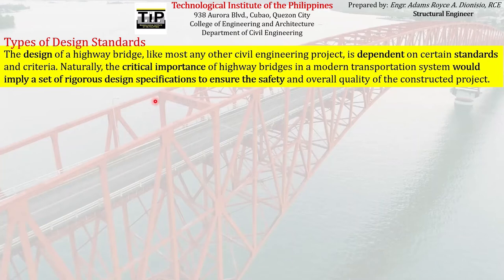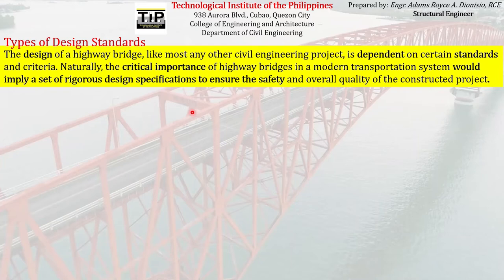Usually, the more important a highway project is, the more rigorous the design specification needed to ensure the safety and overall quality of that particular highway bridge project. So, meaning, if we have a highway project that has a critical importance in a particular location, therefore, it can imply that there are numerous design specifications that need to be consulted and referred to just to be able to ensure its safety and overall quality, so that we can meet the required safety and overall quality of that particular critically important highway bridge.